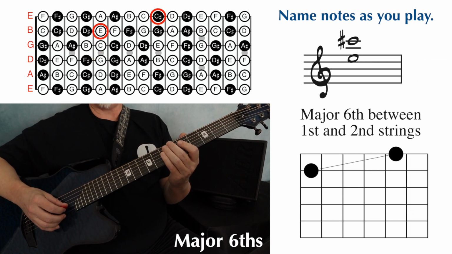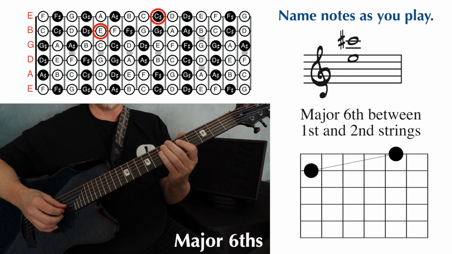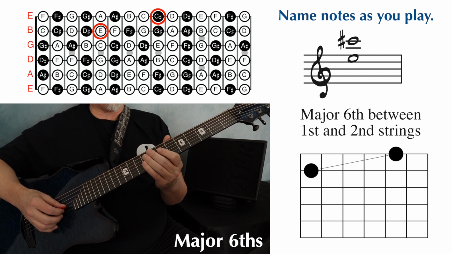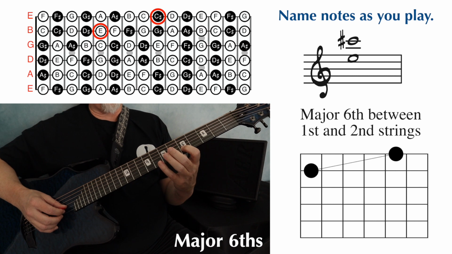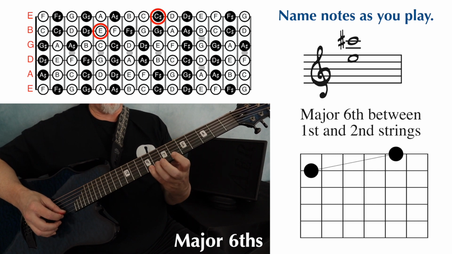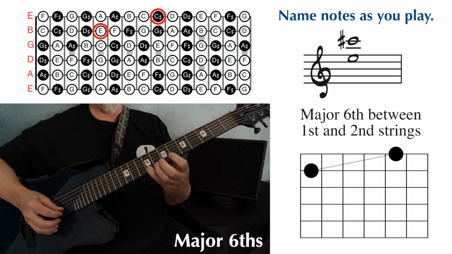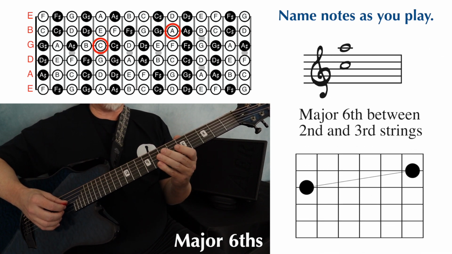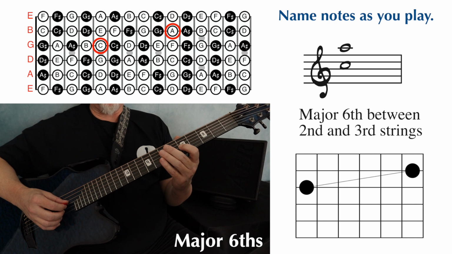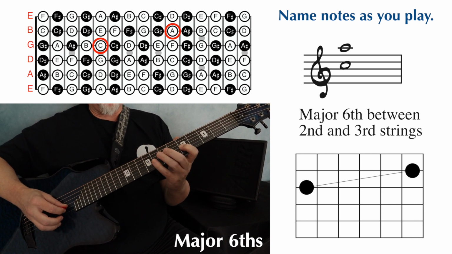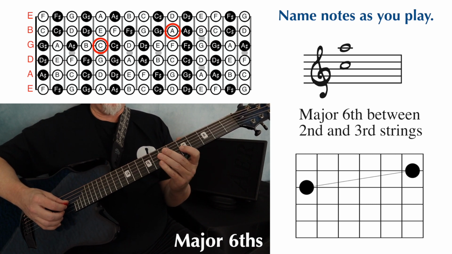Next we're going to look at major 6 intervals on adjacent strings. So major 6 between strings 1 and 2 is going to be 4 frets distance, so you'll have to shift a bit. Here's an E, major 6 above that is a C sharp, 4 frets away on the second string. Major 6 between strings 2 and 3 is 5 frets, so that's quite a shift right there. We have a C, and then 5 frets away from that on the second string is your A, which is a major 6 higher.